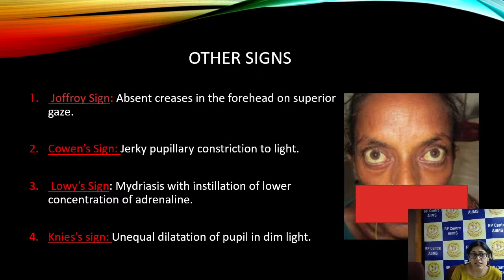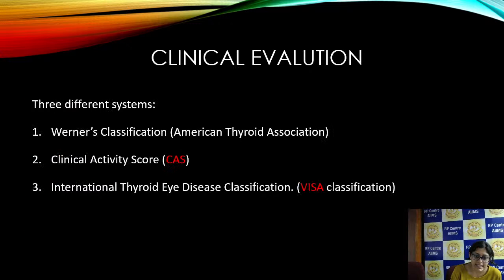There are other signs like the Geoffroy sign, which is basically absent crease in the forehead on superior gaze, as we can see in the image attached. There are pupillary signs as well, which are the Coven sign, Loewe sign, and the Nice sign.